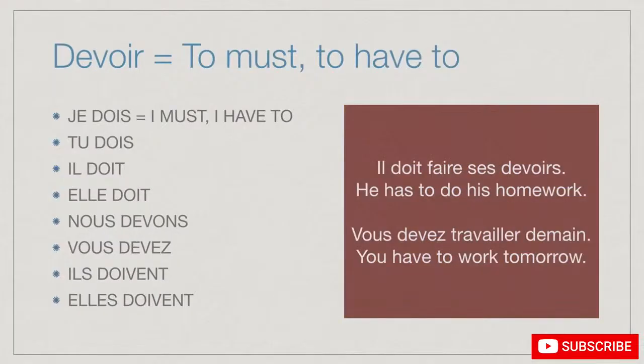The next one is devoir, so to must or to have to. Je dois, tu dois, il doit, elle doit, nous devons, vous devez, ils doivent, elles doivent. Il doit faire ses devoirs, he has to do his homework. Vous devez travailler demain, you have to work tomorrow. Also notice the difference between the two English verbs for have. So devoir is to have to, like an obligation, you must, whereas avoir is to have something. So avoir is like a possession, whereas devoir is a duty or a requirement of some type.